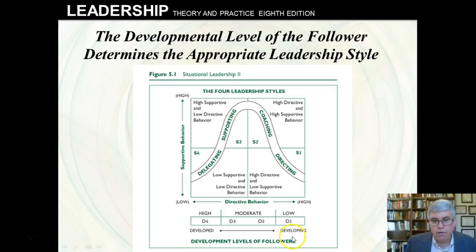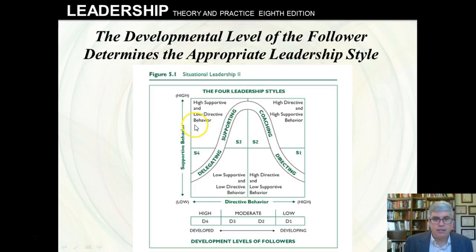So for the low developmental level, it should be directing, which is highly directive and low supportive behavior. They should just be telling them what to do. You shouldn't necessarily be acting like caring and supporting, just tell them what to do. Once they've got some level of competence, according to this theory, their commitment drops, and you need to be more of a coach. You need to be highly directive and highly supportive.